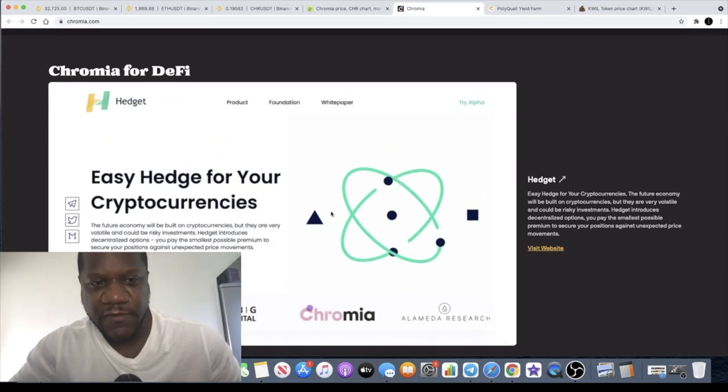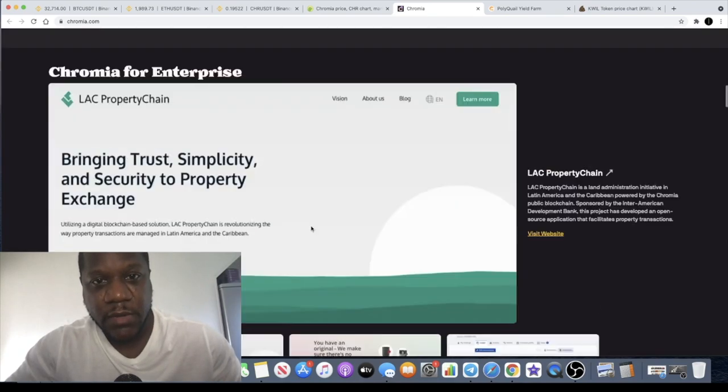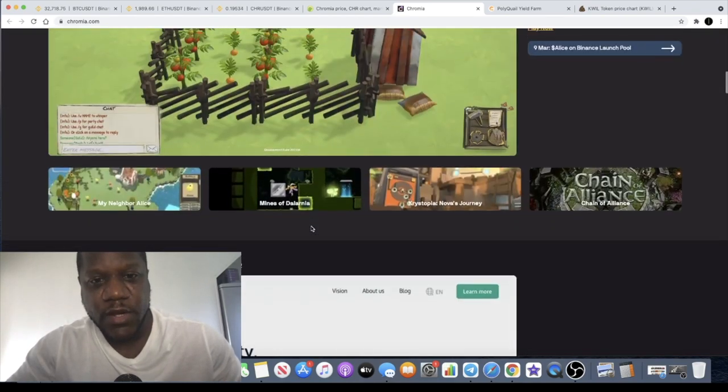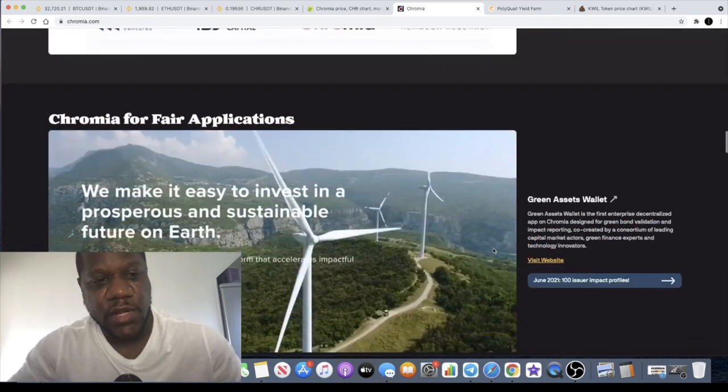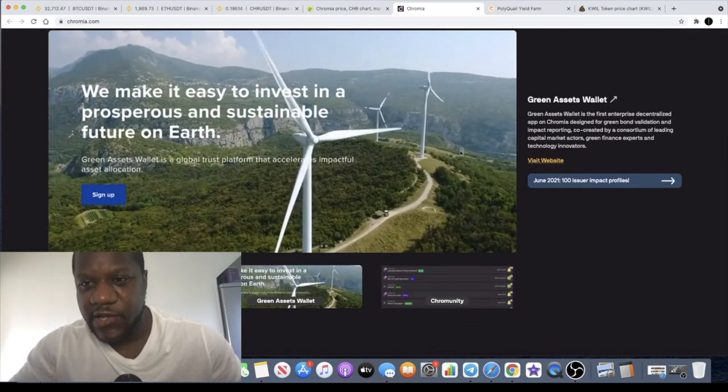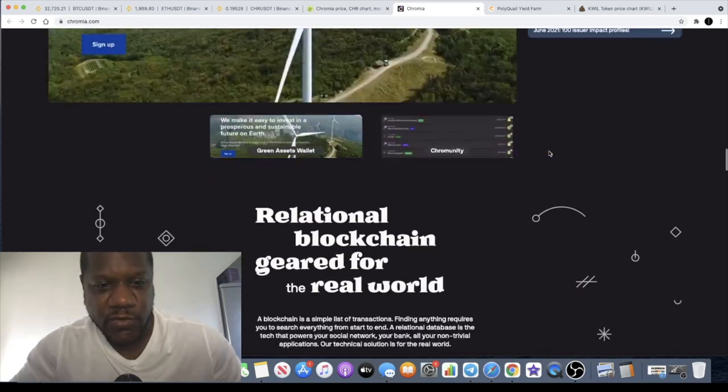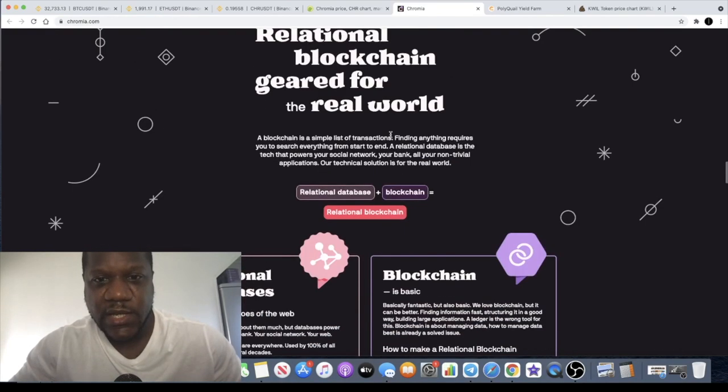Okay, obviously it's DeFi, and it's an easy hedge for your cryptocurrencies. Okay, the future economy will be built on cryptocurrencies. They are very volatile and could be risky investments. We know that, okay, guys, but a lot of people don't. But anyone that's into gaming, they could come over and play these kinds of games and discover Chromia, and that is definitely bullish for the price action. And applications and green asset wallets, all that sort of stuff is on the website. And this is, of course, very bullish, the fact that it's relatable for the real world.